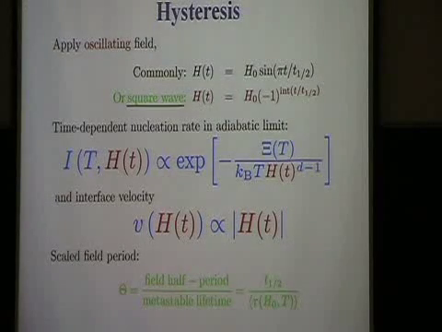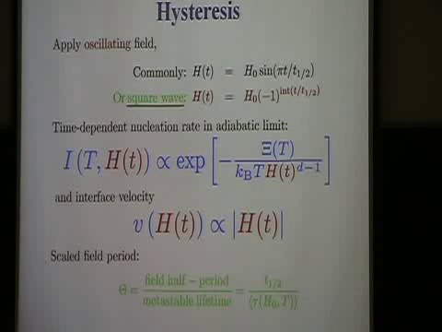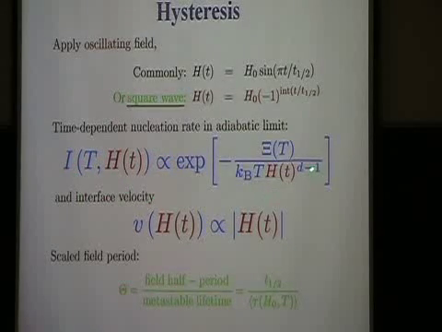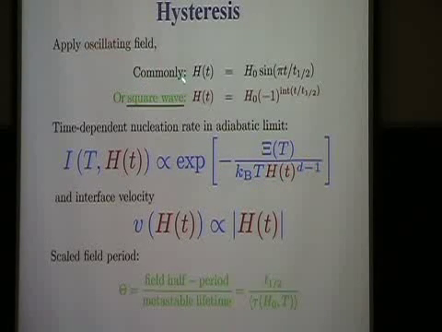Okay, now let's get to hysteresis. So now instead of just flipping the spin and keeping the field fixed, I'm going to oscillate it. In the adiabatic limit at least, I can then say that my nucleation rate is going to vary in this form, where h now varies with time. It's quite common to use a sinusoidally varying field, and that's how we actually started out this work.